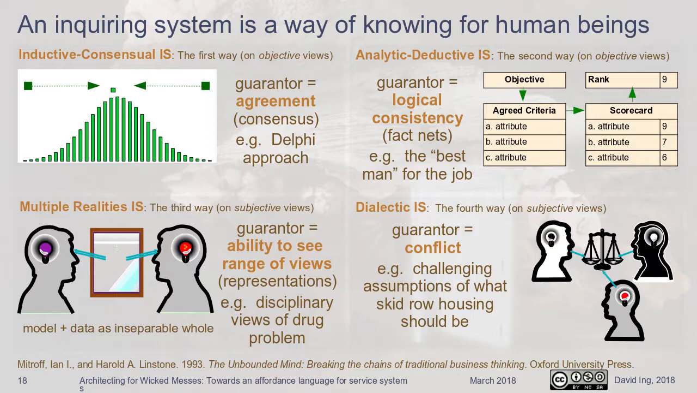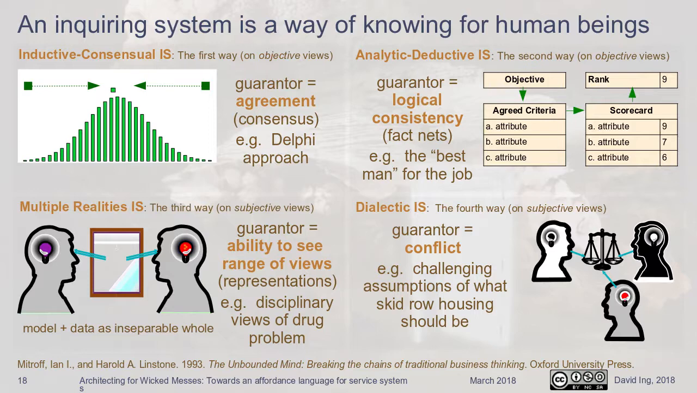The second way is the analytic deductive inquiry system. It's like a scorecard. That's the best way of describing it. If you're trying to find the best man for the job, typically they say, okay, we need a new CEO. What should we do? Well, we need someone with leadership skills. So create a scorecard: 40% leadership skills, 30% industry knowledge. You go down the list, create the scorecard, and then you score all the candidates. How do you know that you're hiring the best person? Oh, they got the highest score. So that's pretty standard.